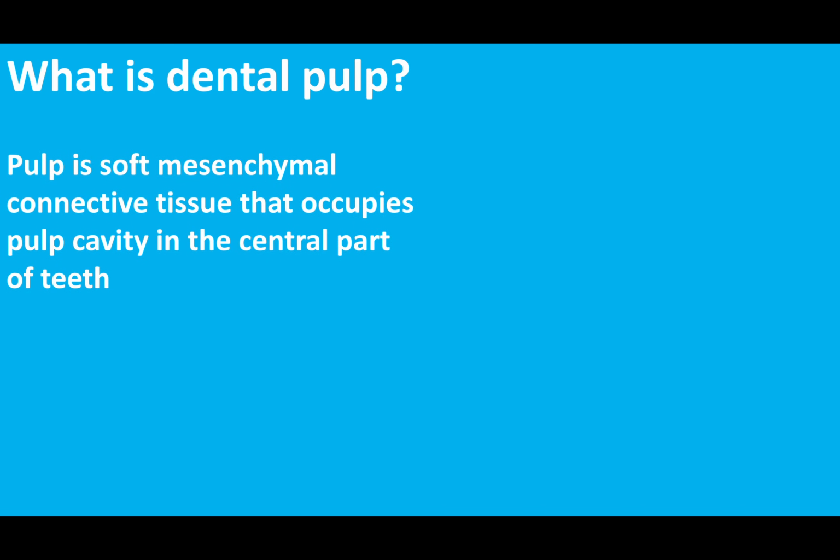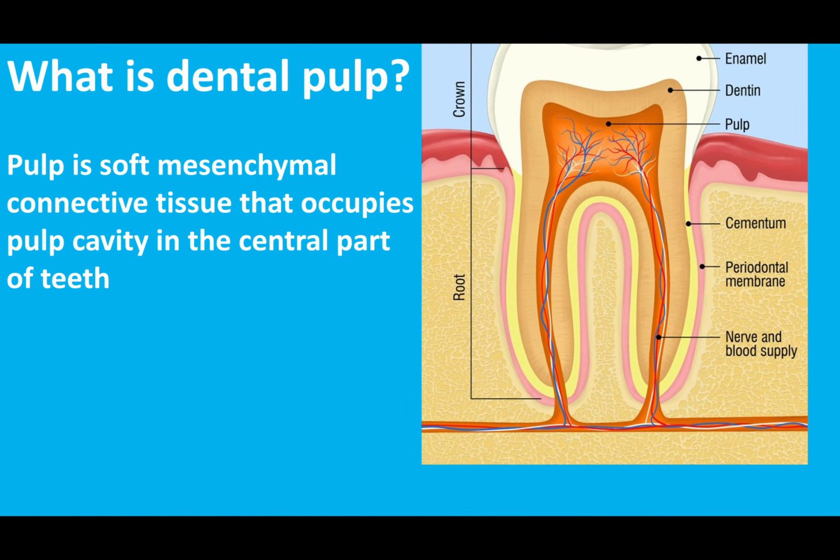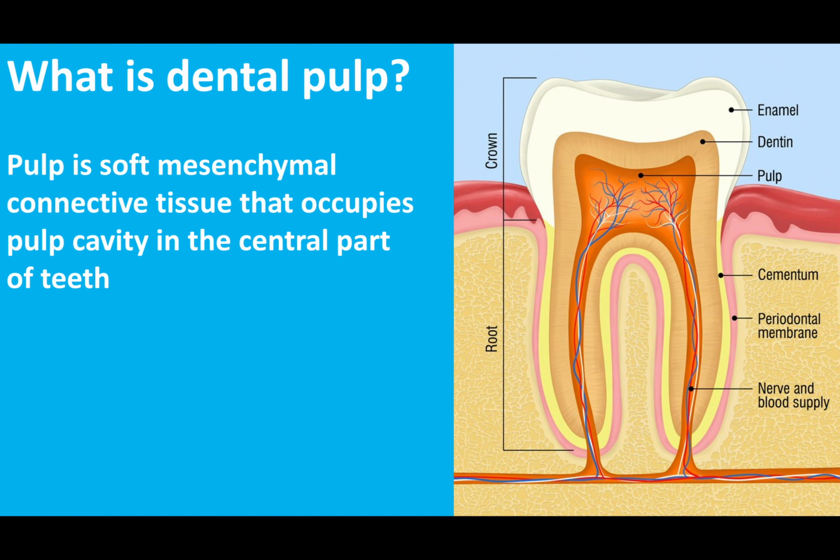As you people already know, pulp is soft mesenchymal connective tissue that occupies the pulp cavity in the central part of the teeth. Here is the diagrammatic representation of the tooth showing enamel, dentine, pulp, cementum, periodontal membrane, nerve and blood supply, and also the crown portion and the root portion of the tooth. Today we are going to talk about the function of this area, that is called pulp.